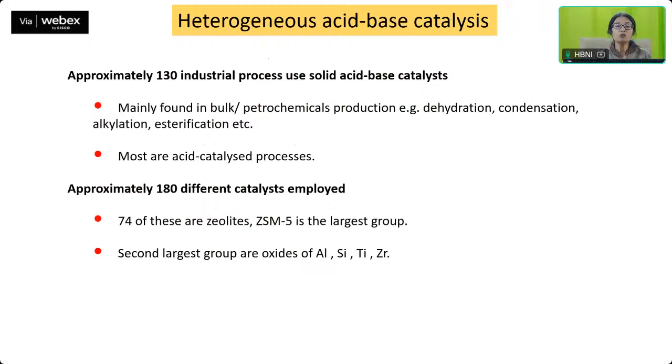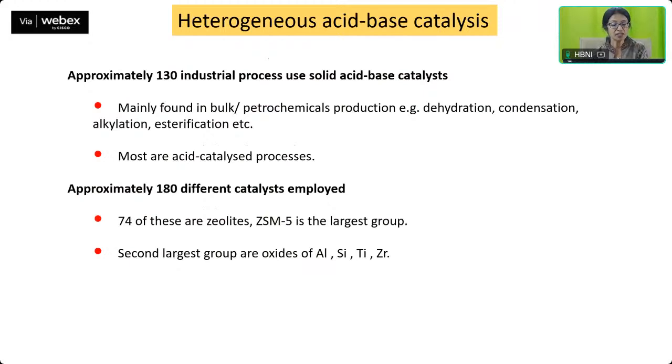You have to understand that approximately 130 industrial processes use solid acid-base catalysts. These are mainly found in bulk petrochemicals production, for example dehydration, condensation, alkylation, esterification. All these different processes use different kinds of catalysts. Most of these, you have to remember, are acid catalyzed processes. Apart from the acid-base catalysts, approximately 180 different kinds of catalysts are employed in industrial processes.